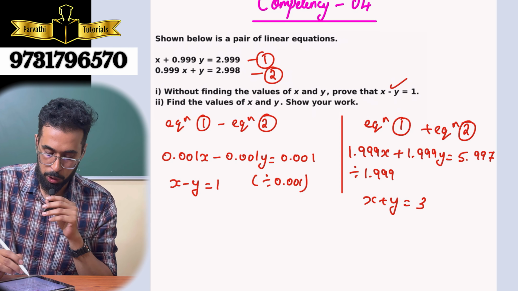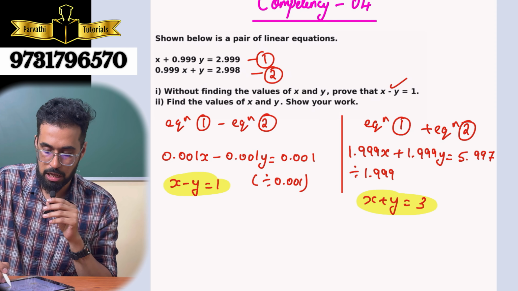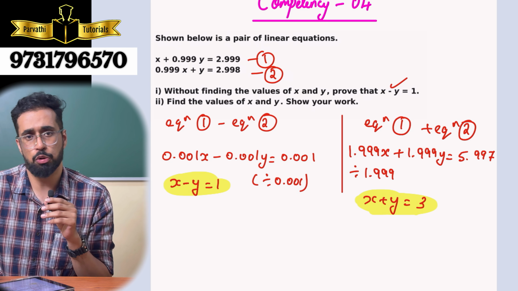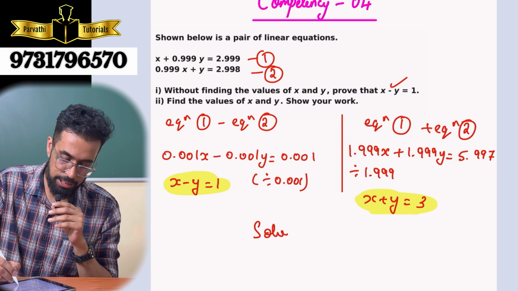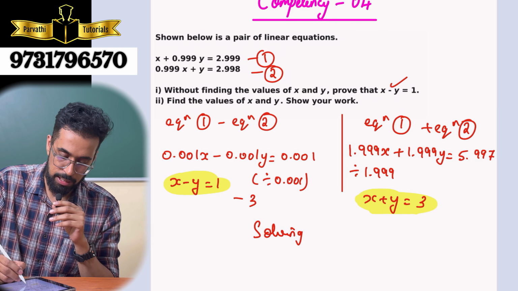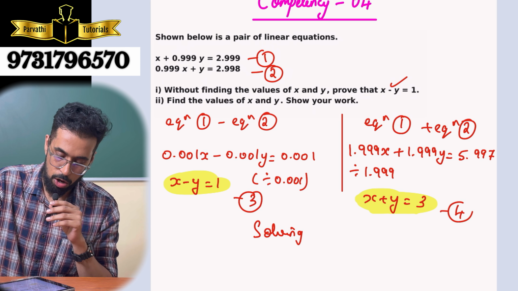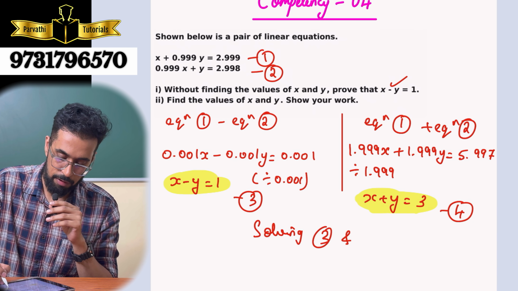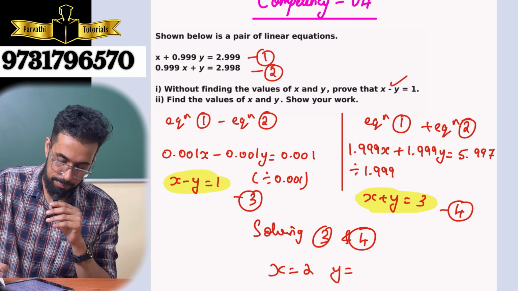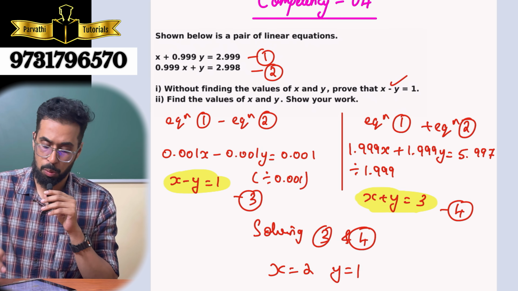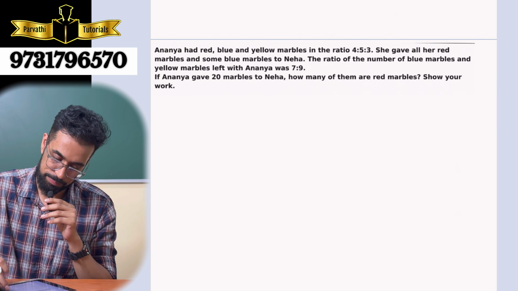Now we have got two equations which are simplified versions. We will solve them by any suitable method, either elimination or substitution. Let's call them equations 3 and 4. On solving these two equations, we will be getting the value of x as, let's say, 2 and the value of y as 1. So moving on to the next problem.